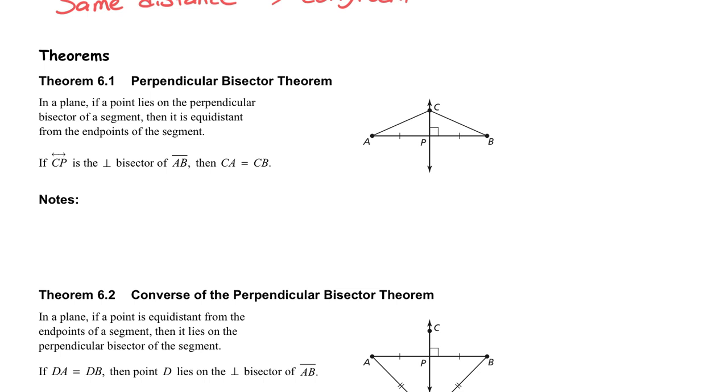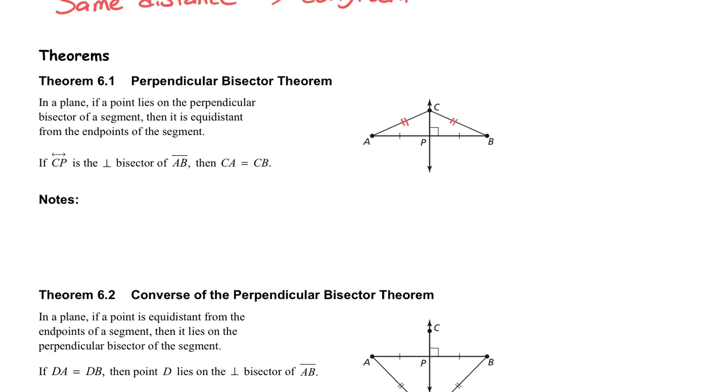So if line CP, that it says here. So here's CP. If this line is a perpendicular bisector, so we see that perpendicular mark, and bisector means we have two also congruent segments on the sides. Then what this is saying, I'm going to mark this. Therefore, CA is going to be congruent to CB. So that is our perpendicular bisector theorem.